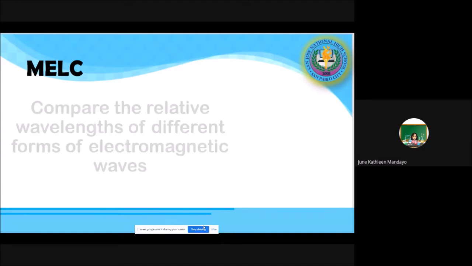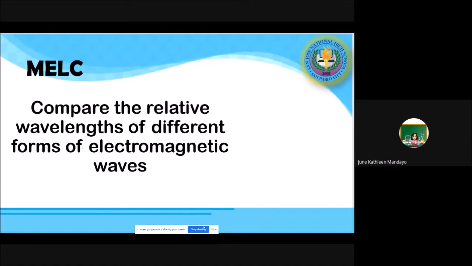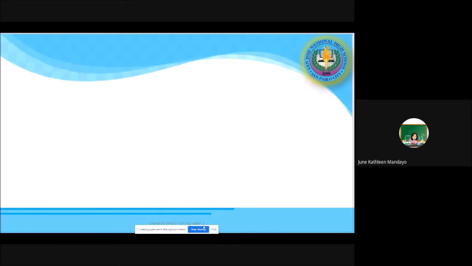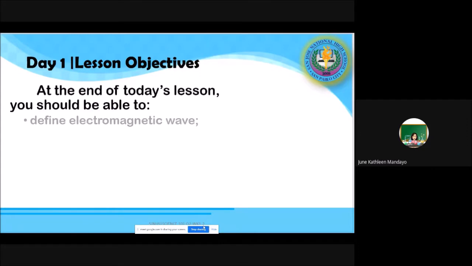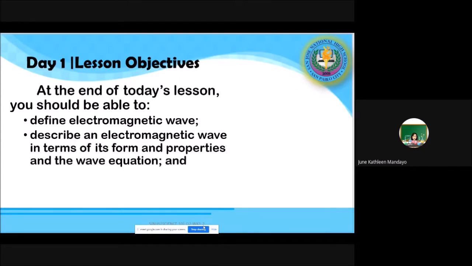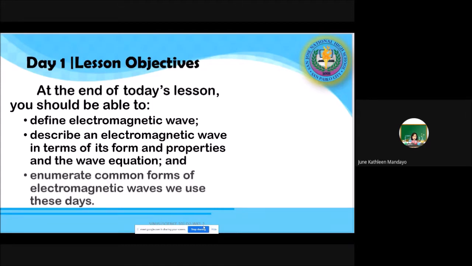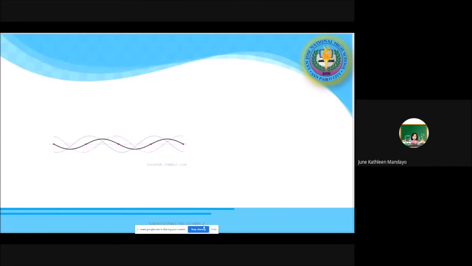For the most essential learning competency, we'll have to compare the relative wavelengths of different forms of electromagnetic waves. Specifically, we would like to define electromagnetic waves, describe an electromagnetic wave in terms of its form and properties and the wave equation, and lastly, enumerate common forms of electromagnetic waves we use these days. So let us start first with the representation of an electromagnetic wave.